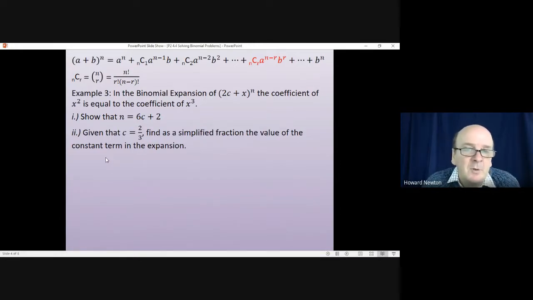Now, we'll consider part 1 first of all. Part 1 just uses the information in the question. So we're going to work out the coefficient of x squared in the normal way. It'll involve c's and n's, but don't worry about that. We're then going to work out the coefficient of x cubed in the normal way. Again, it'll involve c's and n's. Because they're the same as each other, we'll be able to equate them to create an equation. When we solve that equation, it should simplify to give us n equals 6c plus 2.